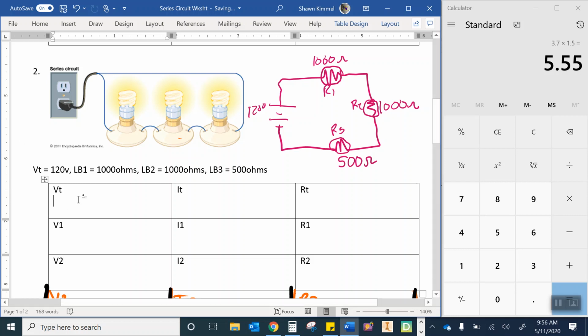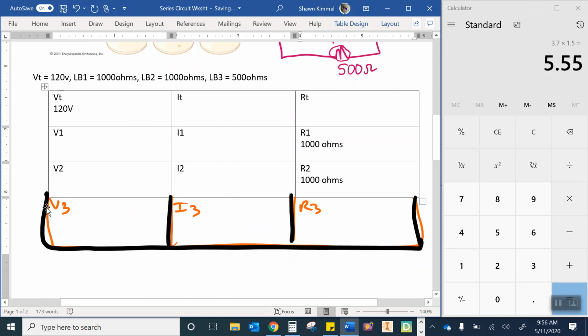First step is put in what we know. 120 volts. Then this right here is 1,000 ohms. This one here is 1,000 ohms. And then I'm going to have to write this one in because I didn't actually write or make it. So this one here is 500 ohms. So we've plugged in our givens.